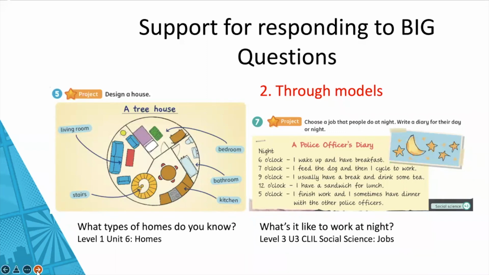And once projects are completed, they can evaluate their own work or a peer's work by comparing their treehouse or diary with that shown in the model. However, they need guidance to ask questions for peer feedback in particular. Does he or she have a clear diagram with labels? Does he or she have a text with times of day and actions?